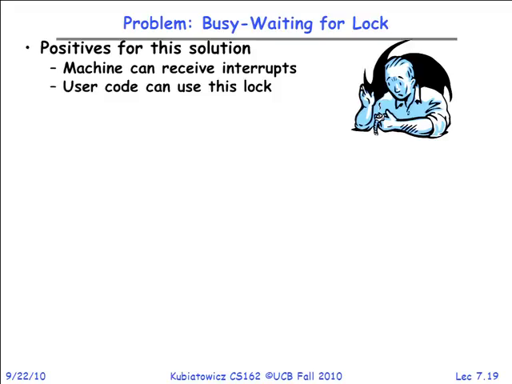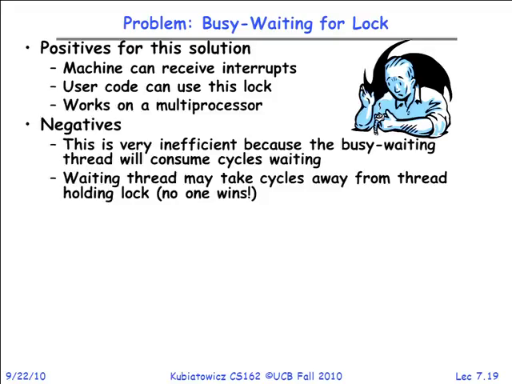Okay, it works fine on a multiprocessor. That's kind of cool. So it doesn't matter how many CPUs you've got, you can use this lock across them. All of the CPUs can coordinate to grab the lock. Negatives: one, very inefficient because of busy waiting. Interestingly enough, the waiting thread may actually take cycles away from the lock holder.